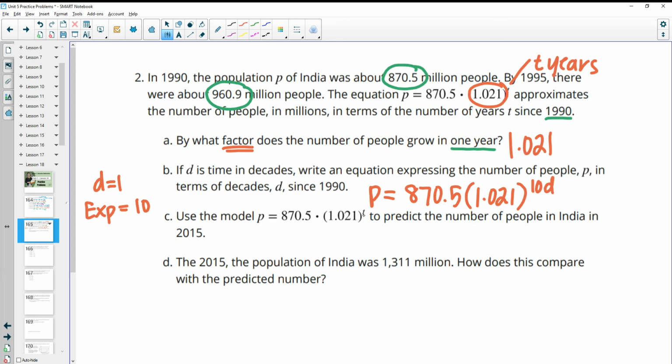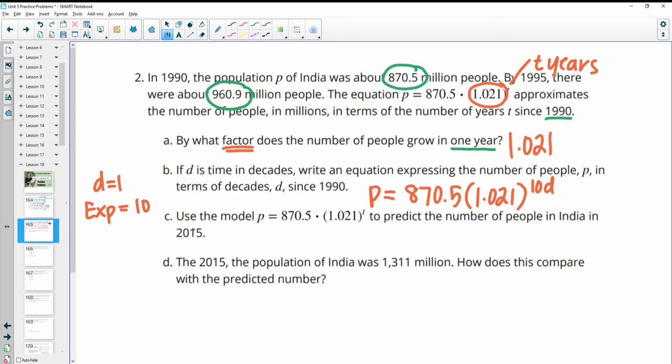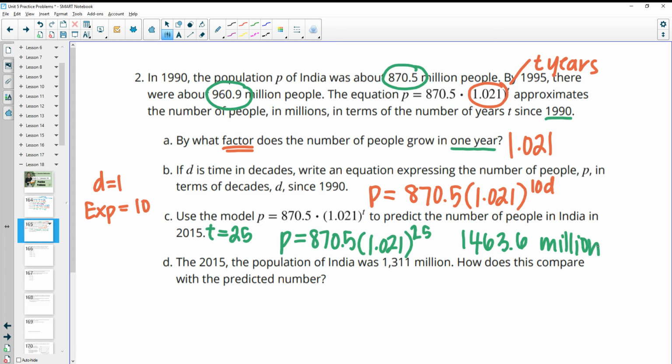Use the original model per year to predict the number of people in 2015. So now we're just going to use that original model and figure out for 2015. So 2015 is 25 years since 1990. So that's what we're going to plug in. So we have 870.5 times 1.021 to the 25, because we have 25 years. And this is going to give us about 1,463.6 million, because remember, this equation is giving it to us in millions. So make sure you write million after that.